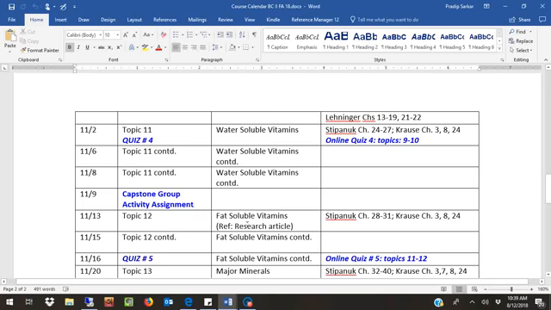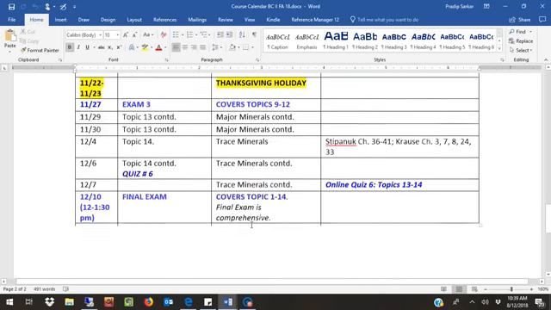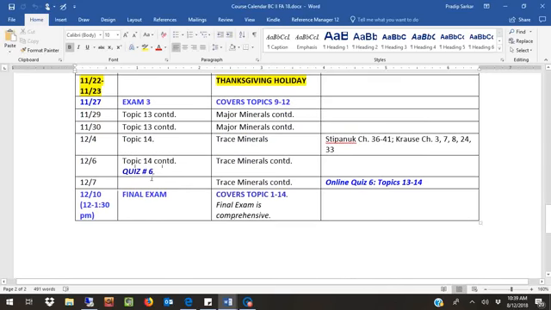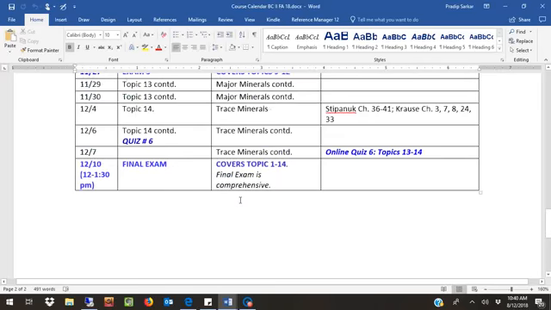And it is a capstone group activity assignment. That is a group activity in your classroom. We are talking about that. So this is also covering all the quizzes here and different chapters from the textbook. So this completes our course calendar and course syllabus.